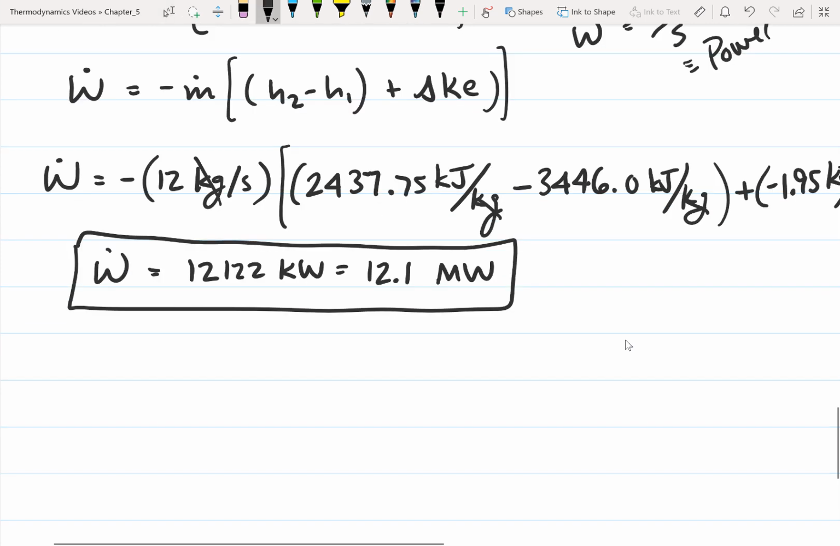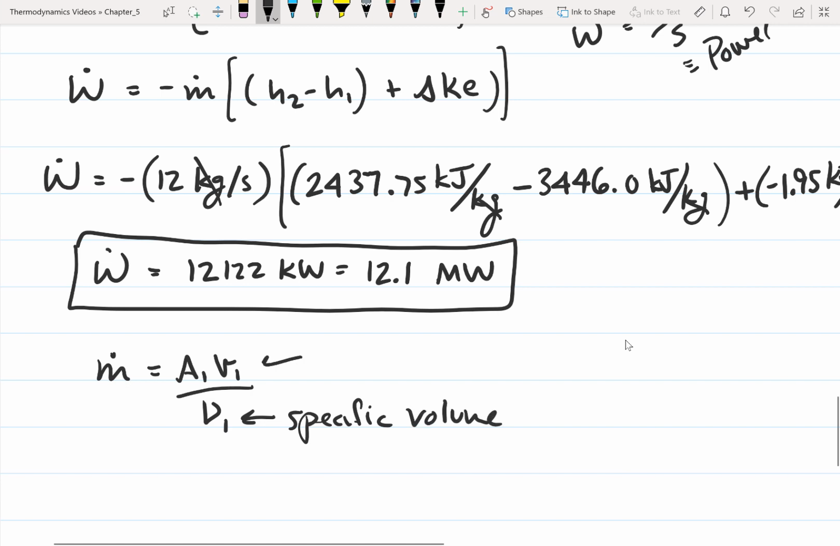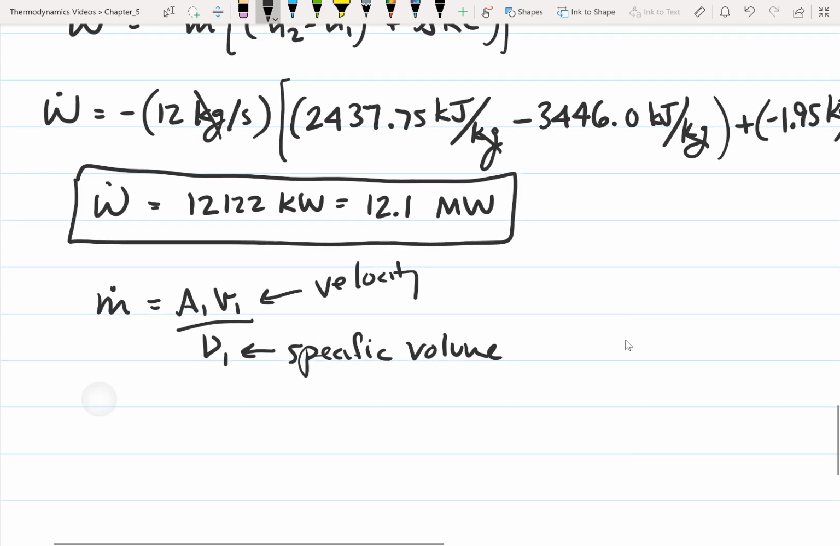Alright, now last we want to calculate the area of the inlet. So we know that m dot is equal to the area multiplied by the velocity over the specific volume. And just keep track of these. They're both represented by V's, so it might get a little bit confusing, but this is specific volume. The cursive V is velocity. Alright, so what I'm going to do is solve this equation for the area, and then I have everything I need. I know the mass flow rate, I know the velocity, and I know the specific volume at the inlet because I looked it up.